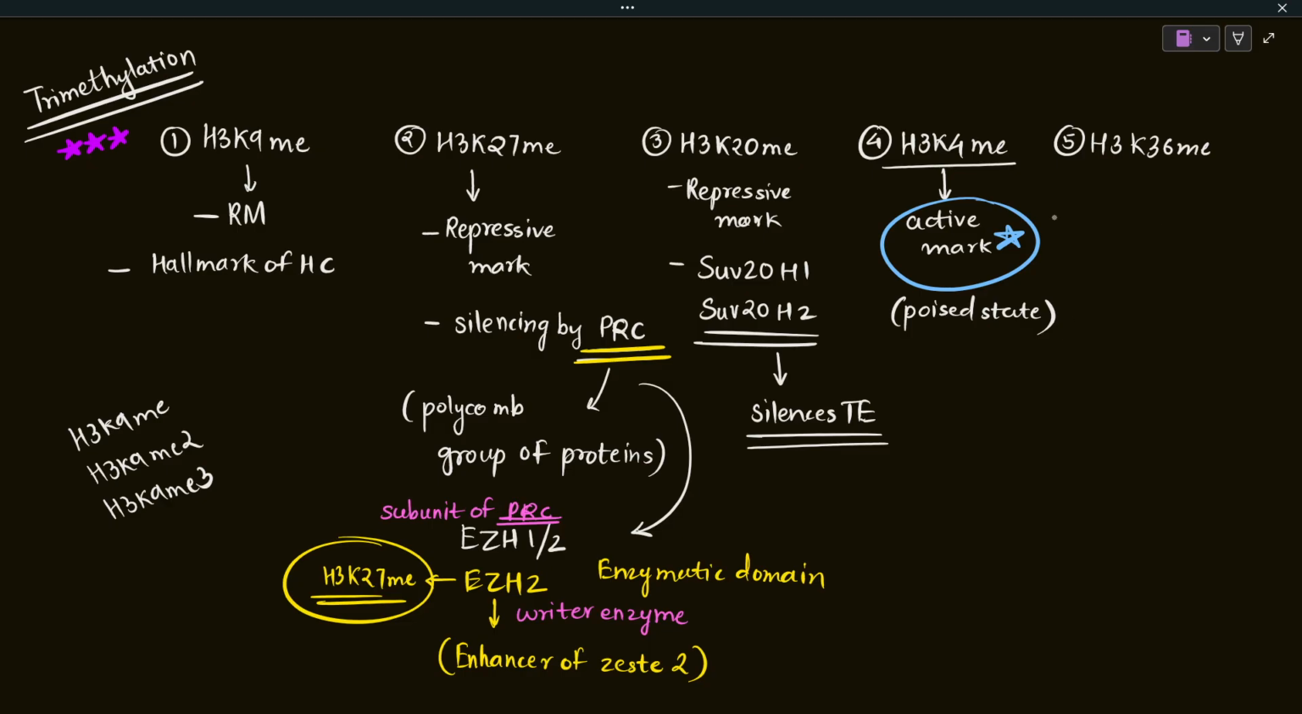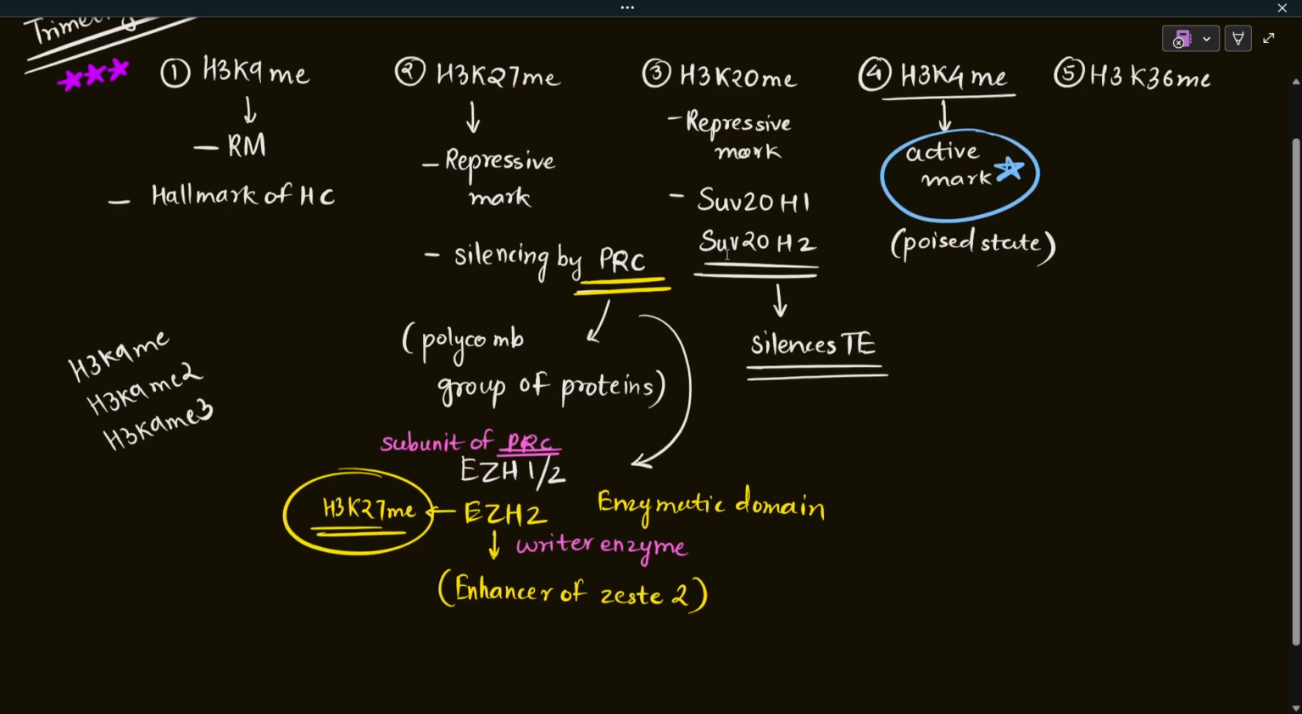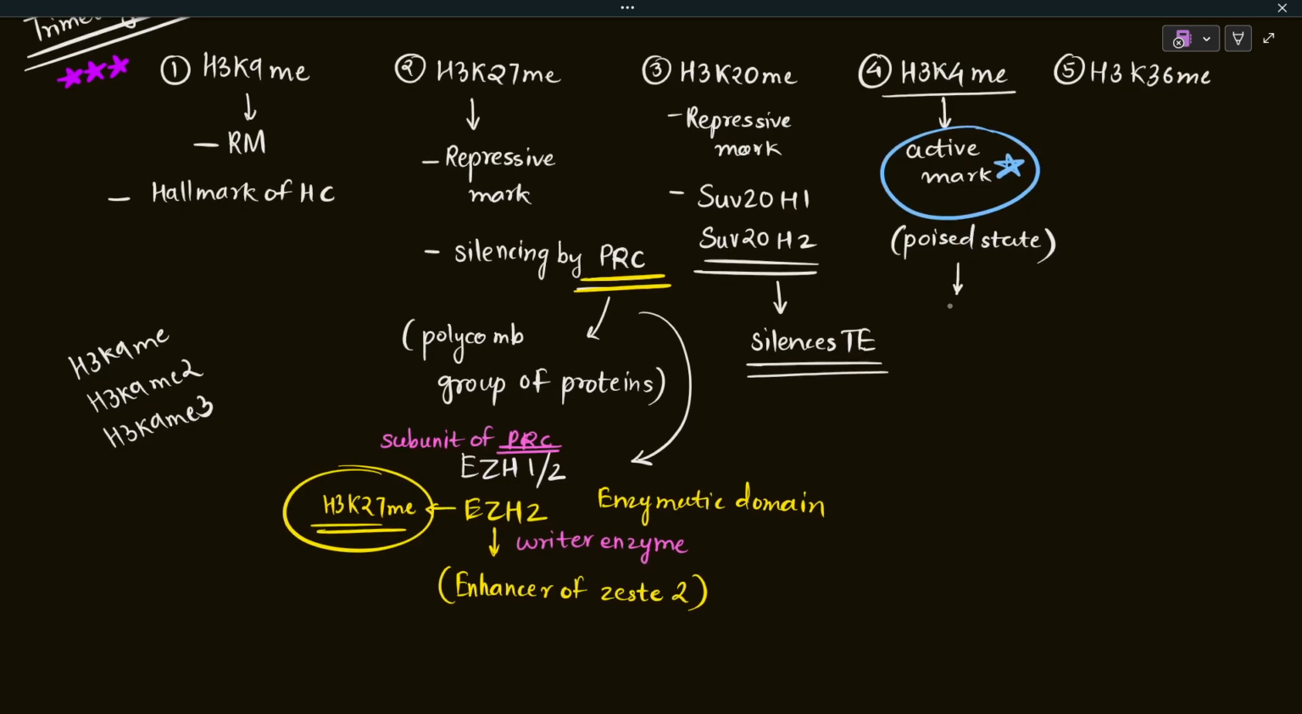So the H3K4 methylation is the active mark, and this is set by the enzymes in the complex of SET or MLL complex.